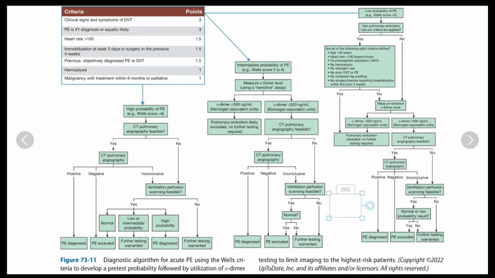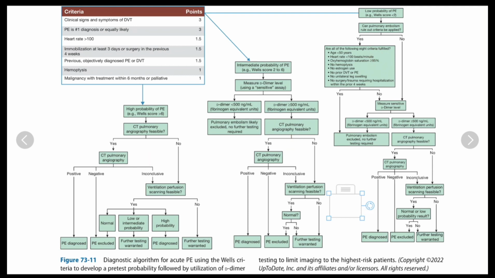If heart rate is more than 100, and history of immobilization in past 3 days, or history of surgery in previous 4 weeks, then we will give 1.5 points. If there is previous history of pulmonary embolism or DVT, then we will give 1.5 points. Then for hemoptysis and malignancy, we will give 1 point. So out of these 12.5 scores, if more than 6 score is there, then it is high probability of pulmonary embolism. If 2 to 6 score is there, then it is intermediate. If it is less than 2, then it is low probability of pulmonary embolism.